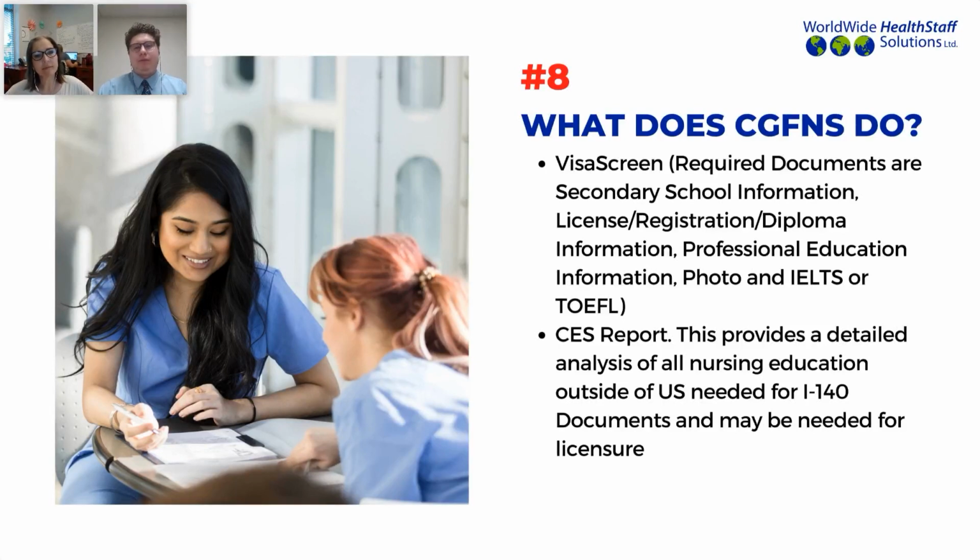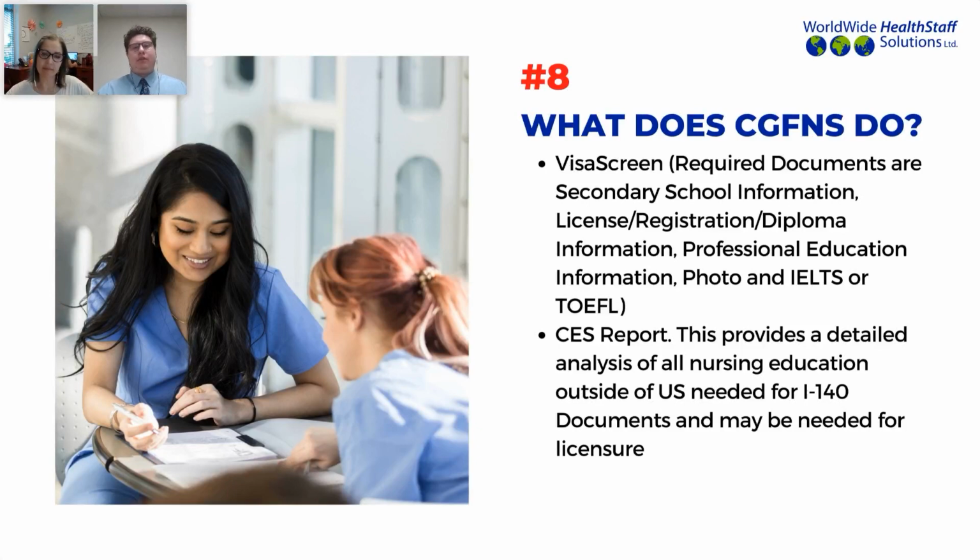With the visa screen, I think this is the one that typically a lot of people talk about and know the most about. And with the visa screen, the required documents are the secondary school information. So this would be your bachelor's degree. They're going to need your diploma, everything like that pertaining to your secondary school, because they've got to ensure that your secondary school is matching the needs of the bachelor's degree here in the U.S. They're going to need a license, registration, and diploma information.